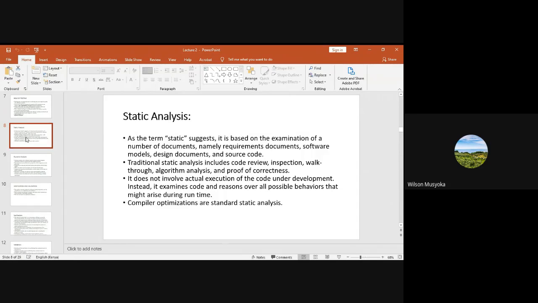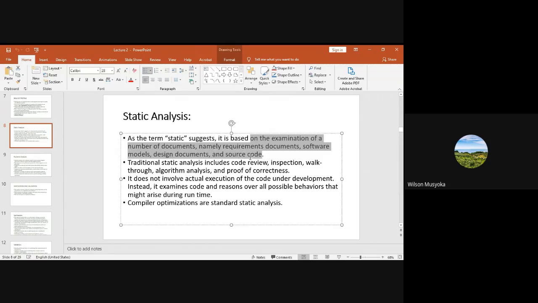And this static, it suggests that it is based on the examination of a number of documents, meaning we are looking at the requirements document, software models, design documents, and the source code. That is why it is a static process, because we are checking against some documentation which is not going to be changing until some decision has been made for a change. So the traditional static analysis will include code review, inspection, a walkthrough, algorithm analysis, and proof of correctness.